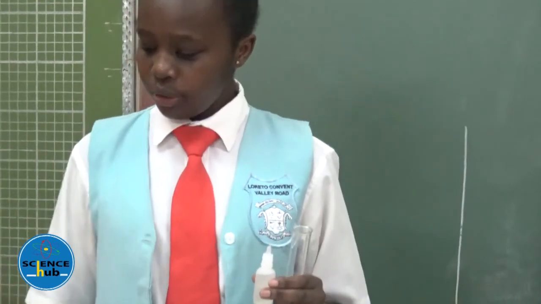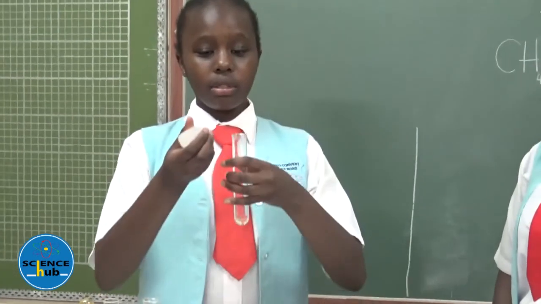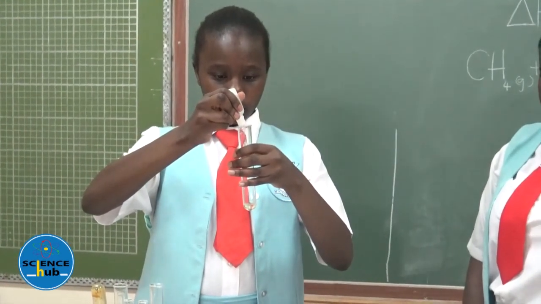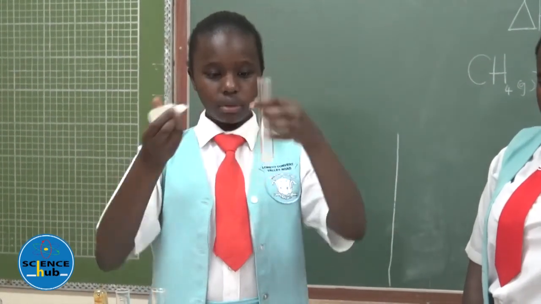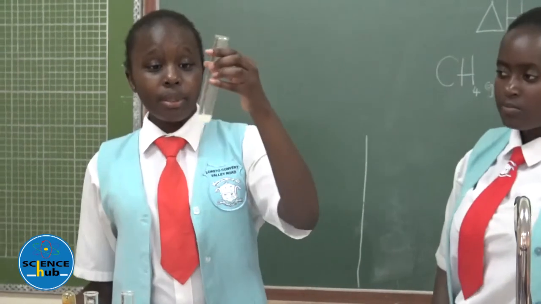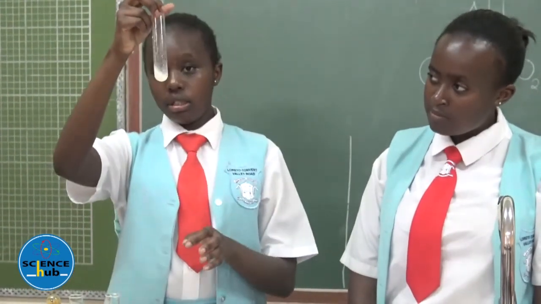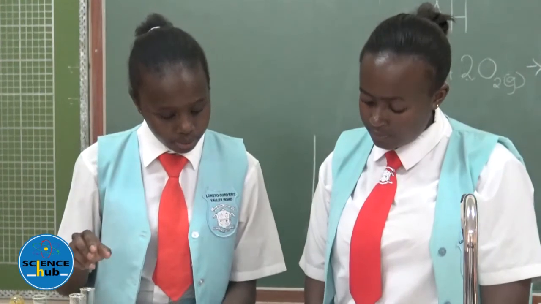I'm still going to use sodium chloride. So you put about 5 drops into the solution. See, a white insoluble precipitate is formed. As you can see, the precipitate is white. So let's move to sulfite ions.